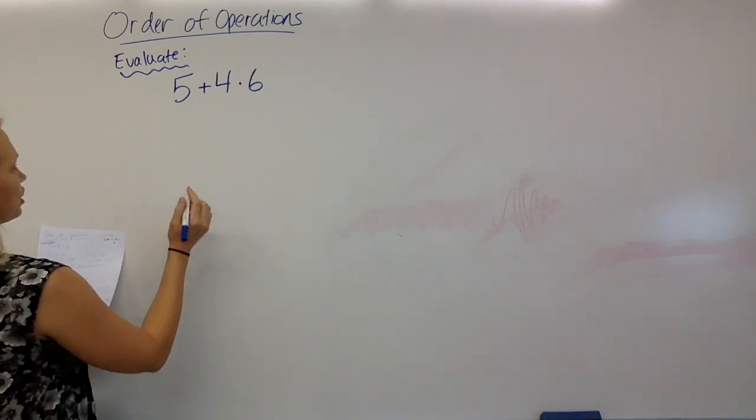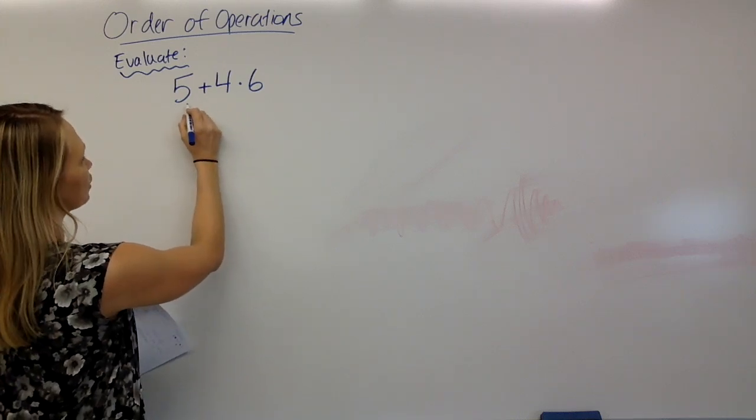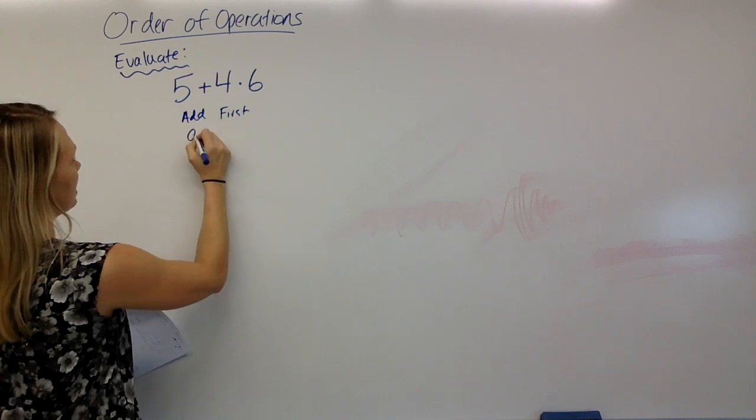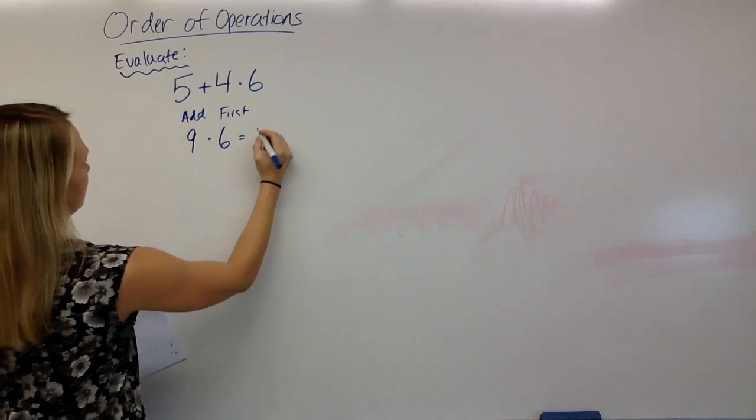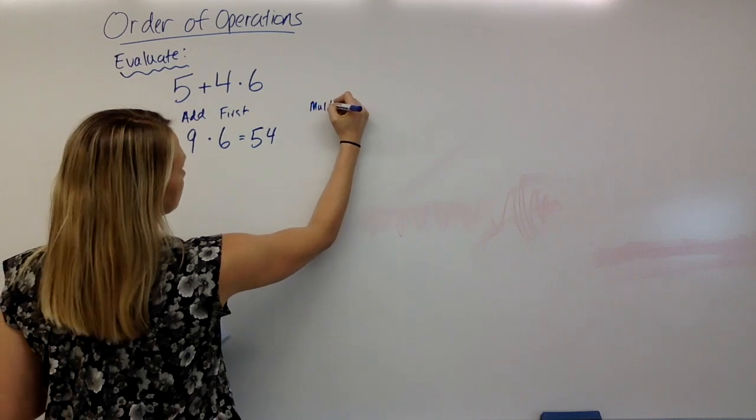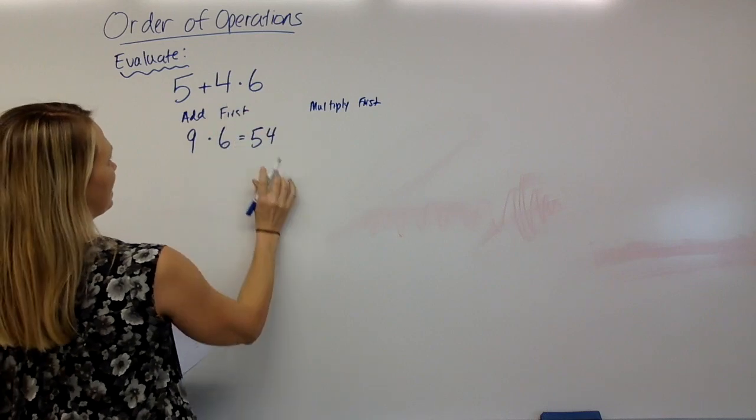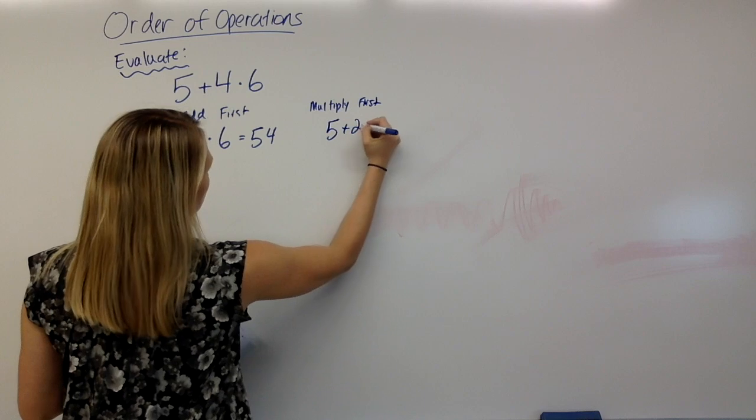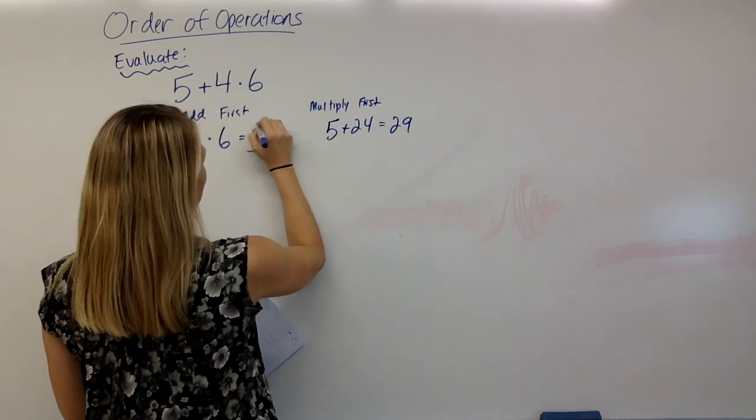Well, there's a lot of ways you could have done it. Well, not a lot. 2 different ways you could have done it. You could have added first. So if you add first, you get 9 times 6, which equals what? 54. Okay? Or you could have multiplied first. So if I multiply 4 times 6, that's 24, so I get 5 plus 24, which equals what? 29. Okay?